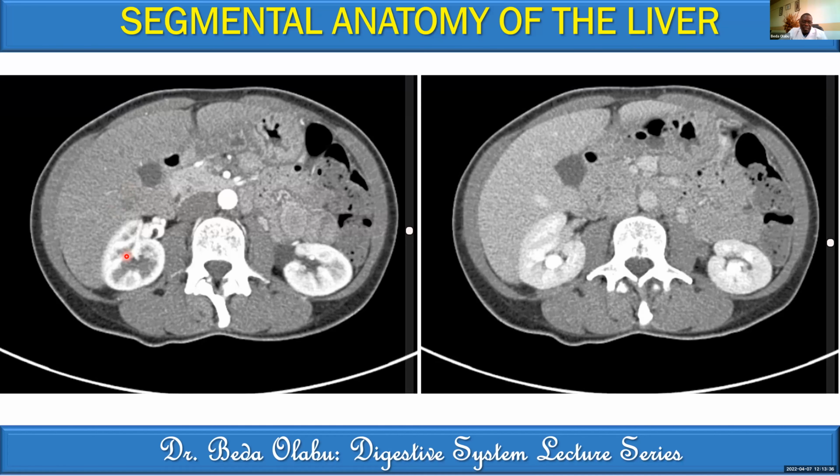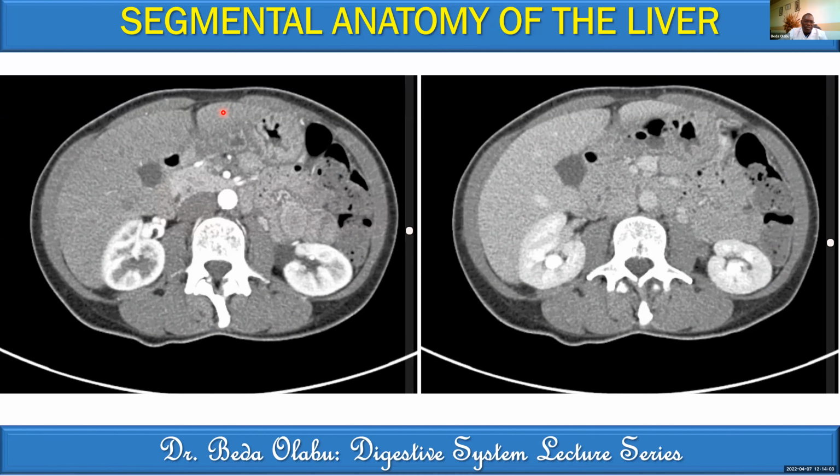Now, this is the kidney, which means we are on the lower parts. So the segment that is next to the kidney, that will be segment 6. This is segment 6 of the liver. That is also segment 6 of the liver. As opposed to if I gave you another segment, look at that one.